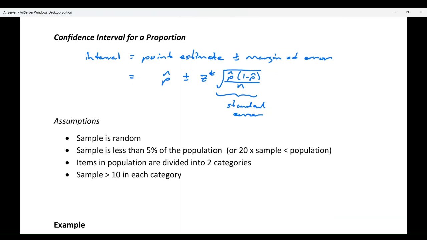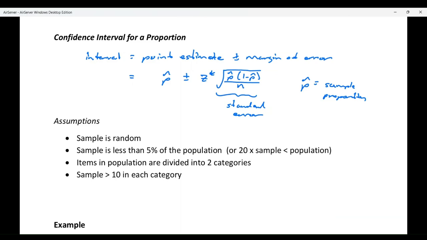And then just to clarify also, p hat, p with that upside down V, is just our sample proportion. You would very, very rarely, if ever, have the population proportion. Otherwise, we wouldn't need to do this process.